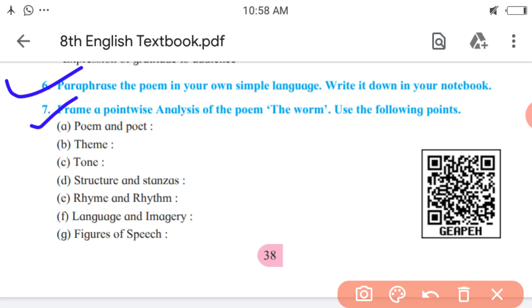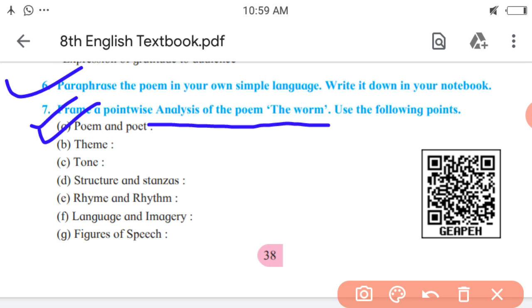Next and last activity, frame a point-wise analysis of the poem The Worm. Use the following points. Here, analysis of the poem means appreciation of the poem. Whatever points are given over here, writing the answers to all those points means analysis of the poem. Let us see which are those.